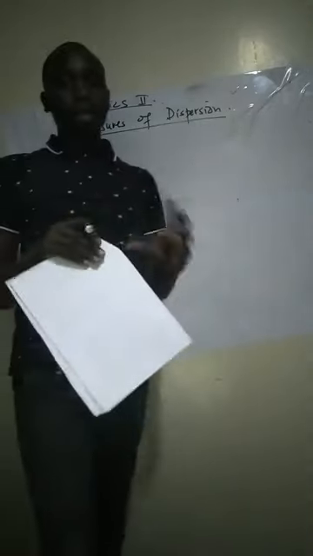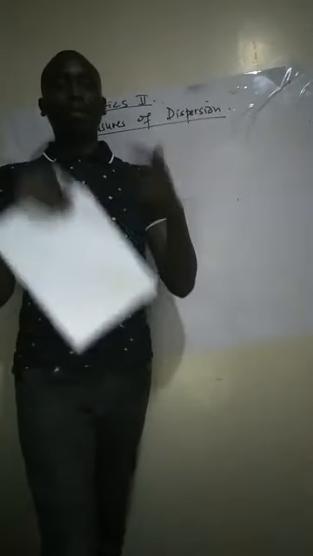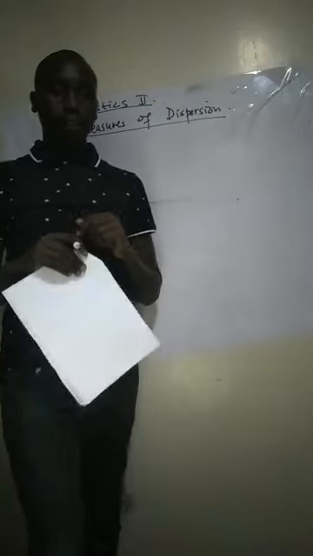Now, the last part, measures of dispersion. So this one is basically used to measure how much a set of data has deviated from the mean, from the average value. Measures of dispersion. Now, how many are they?